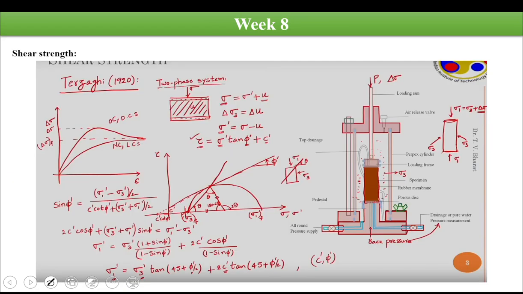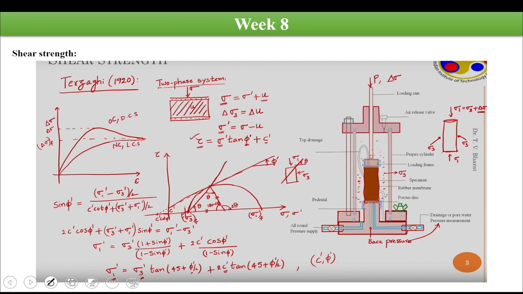So we have studied the simple direct shear test, mostly for saturated soil samples. Okay, and to simulate the shear strength in the unsaturated condition, we use the modified direct shear test. Or in the triaxial test also we usually do that.